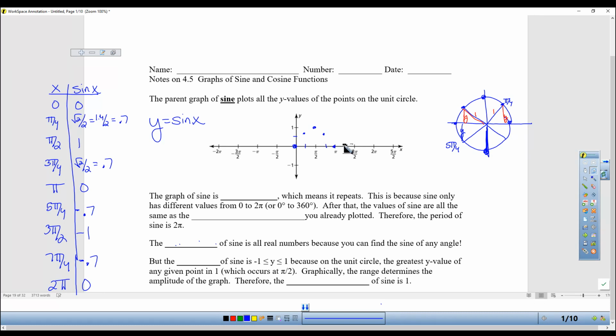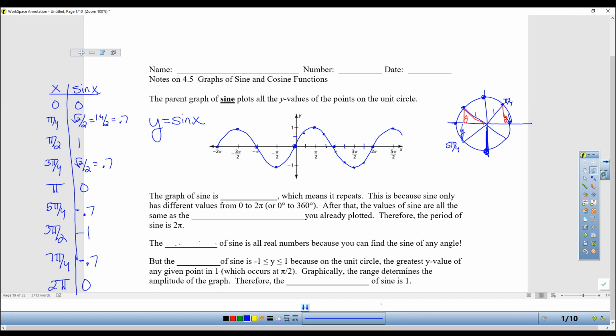So 0, and then at 5 pi fourths, I'm at negative 0.7, I get down to negative 1, and then negative 0.7, and then back up to 0. So it makes this really cool looking shape. But what's most important is that after it gets to that cool looking shape, it's just going to go around the circle again and then again. And so it's going to have this pattern of repetition that's going to make it super easy for us to graph. This is what sine is going to look like. So you've probably seen this shape before, and now you know where it comes from.